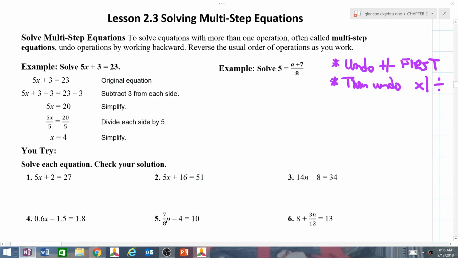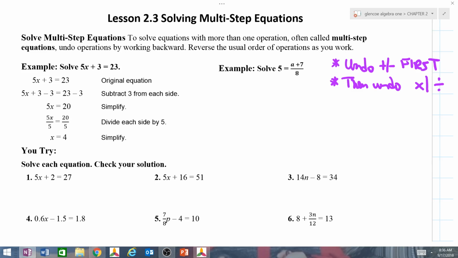Good morning. Today we are going to look at solving multi-step equations. This is lesson 2.3, page 4 in your note packet. There are two steps basically to solve a multi-step equation. Step number 1 would be to undo the addition or subtraction first. And step 2 would be to undo the multiplication or division.